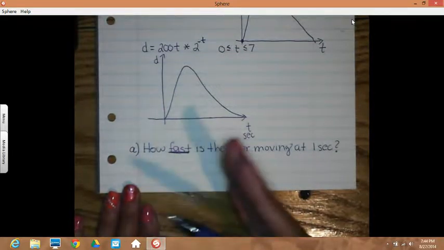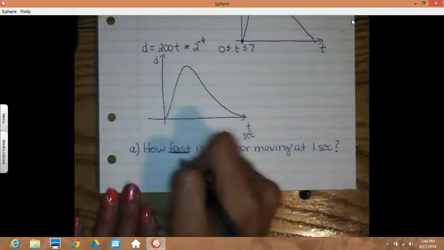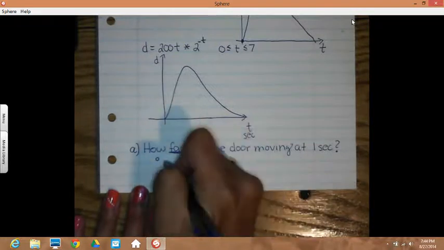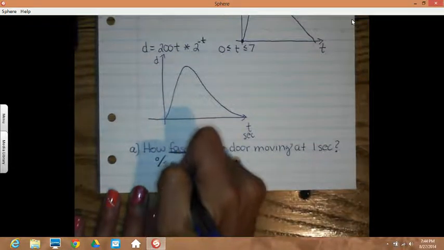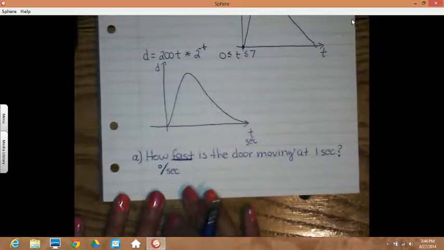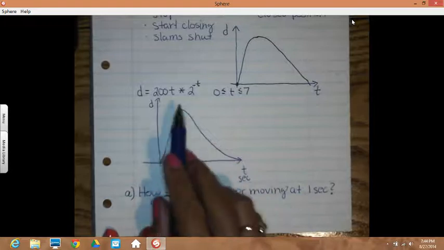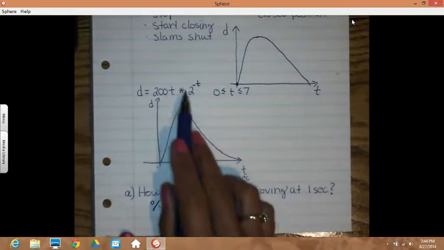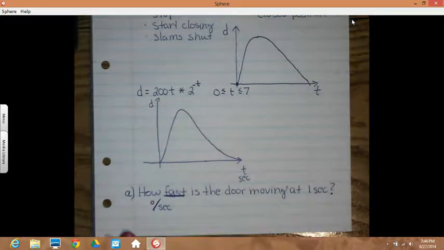So how fast is degrees, I'm going to use the little symbol for degree, per second. That's the kind of answer I'm looking for. Well, if I go to my equation and I put in 1 second here and 1 second here, just plug and chug algebra, substituting in 1, the answer I get is not going to be a rate.